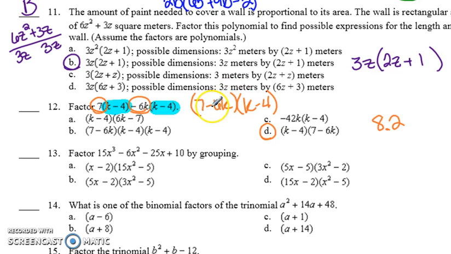Notice my 6k is negative. My 6k is negative here. My 6k is positive here. So don't choose letter A, choose letter D.